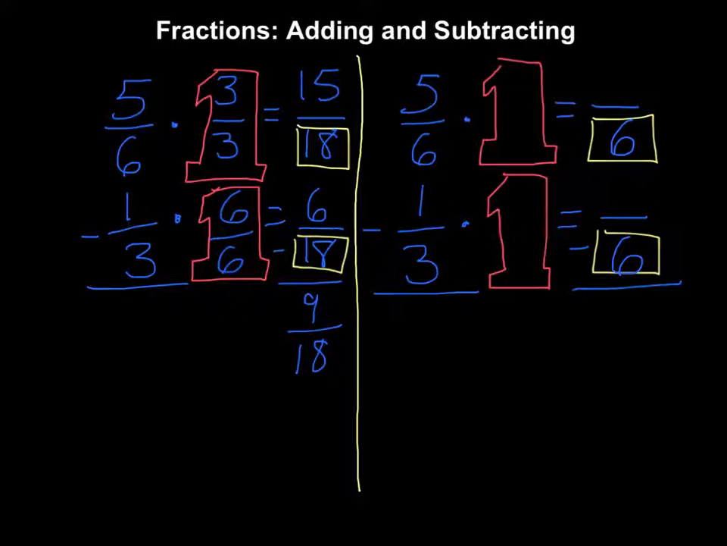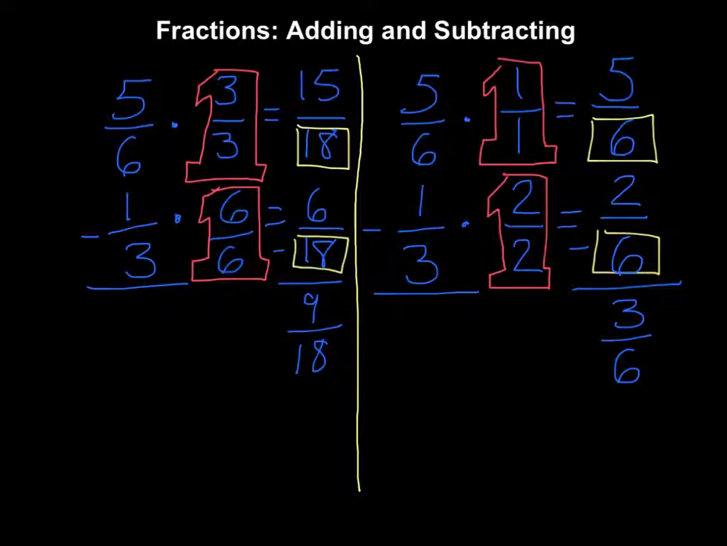So up top, I would need 6 times something gives me 6. Well, that's obviously 1. So that fraction's not going to change really at all. 5/6 will still be 5/6. And then down here, I need 3 times something gives me 6, which would be 2. So this guy would be 2 over 2. And now we multiply 1 times 2 is 2. Now we've got smaller numbers. 5 minus 2 gives me 3, and these guys are sixths.